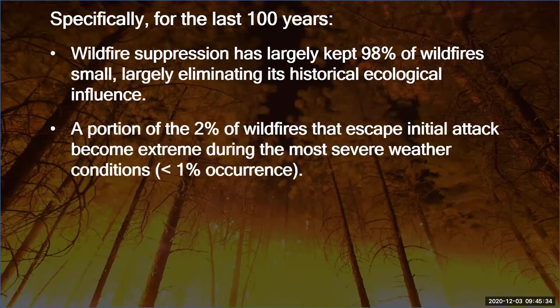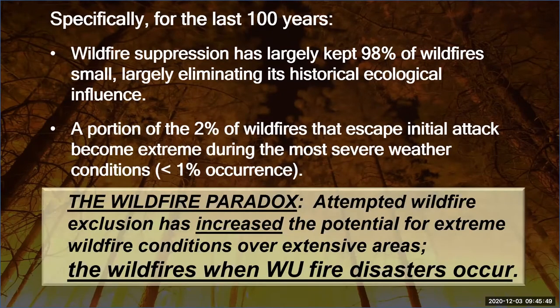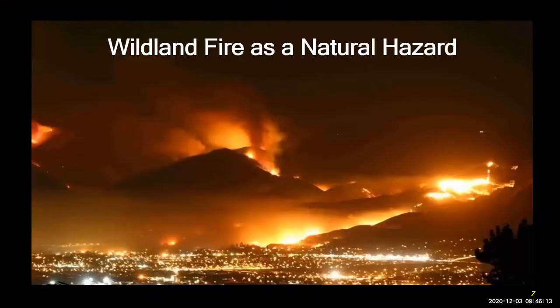The 2% that fails our initial attack attempts have become extreme, under the most severe weather conditions, and those weather conditions occur actually less than 1% of the time. And this has generated what we call the wildfire paradox. That is, attempted wildfire exclusion has increased the potential for extreme wildfire conditions over extensive areas. Our attempt to exclude wildfire has made wildfire worse. And more importantly, for this framing, these are the wildfires when wildland urban fire disasters occur. So let's segue into the natural hazard.